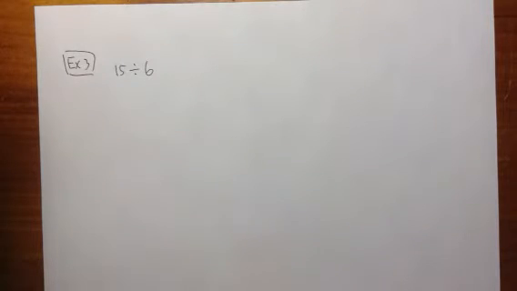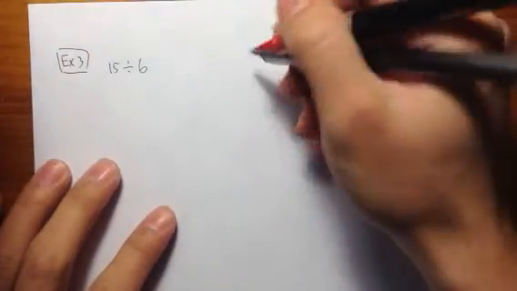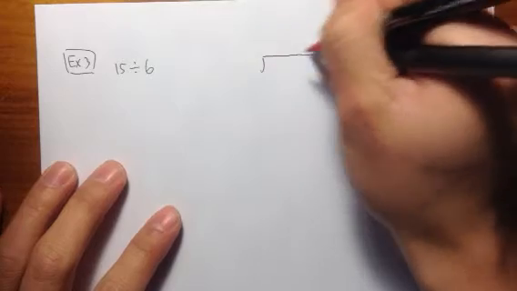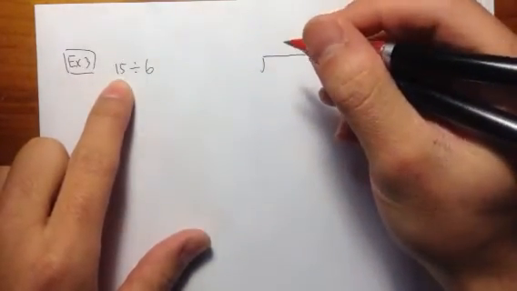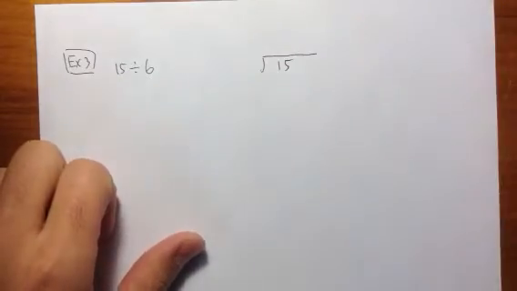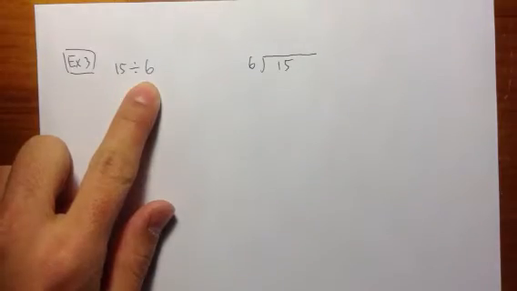Example number 3. We have 15 divided by 6. And notice this is exactly what we did for the donut questions earlier, right? In the previous video, we were doing 15 divided by 6. Anyways, let's put this into the long division. 15, it's the first number, you put that inside. 6 is the second number, you put that outside.